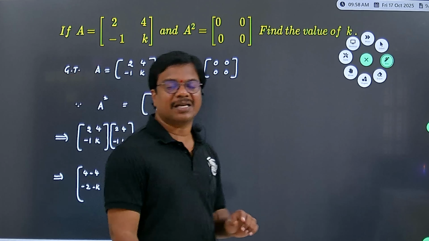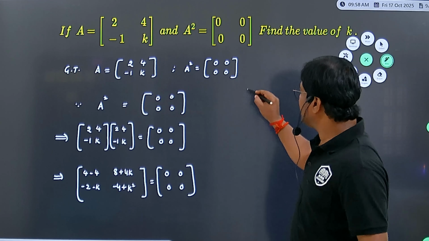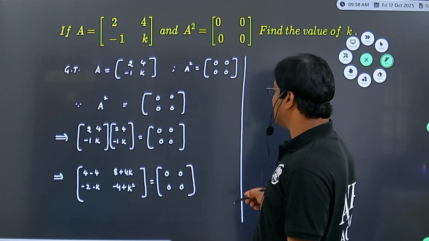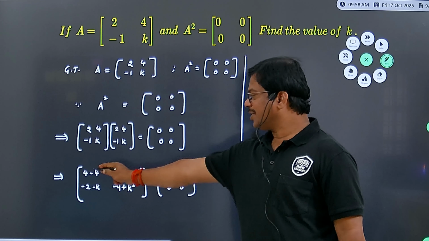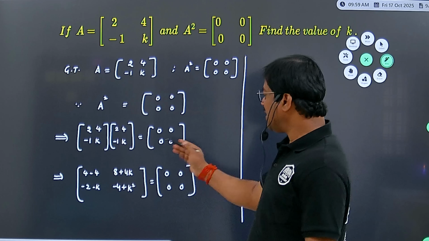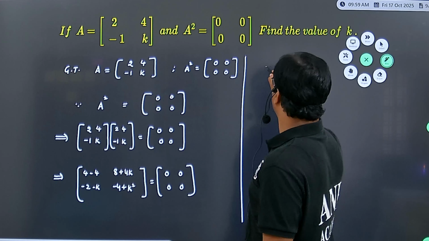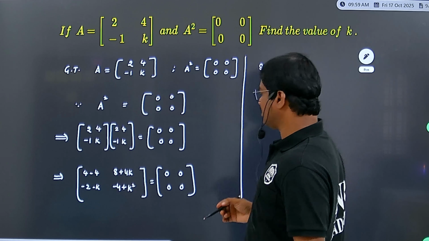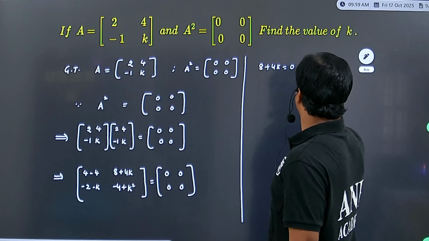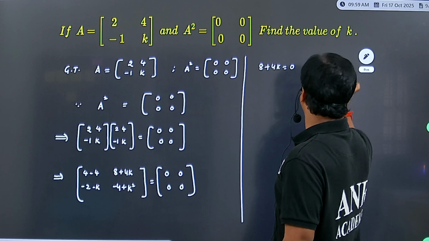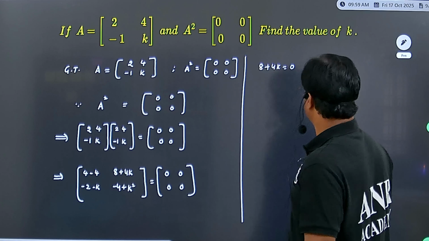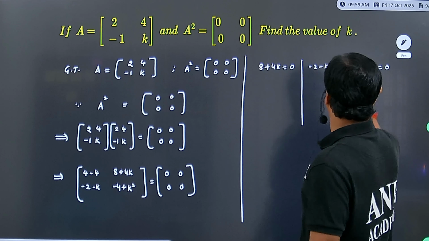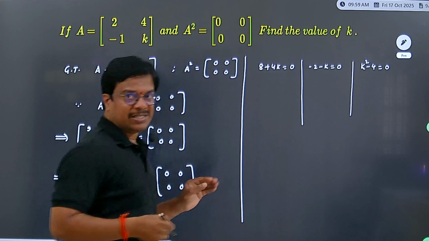Now, two matrices are equal, implies by the definition of equality of matrices, their corresponding entries are also equal. Just 4 minus 4 is 0, 0 equal to 0, no need to equate that. Next here, 8 plus 4K equal to 0, also minus 2 minus K equal to 0, also K square minus 4 equal to 0. These are the three possibilities to get the value of K.